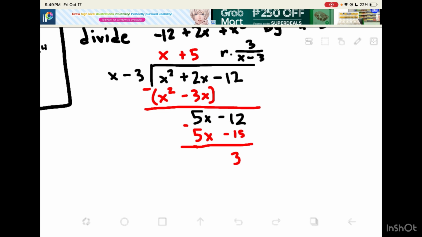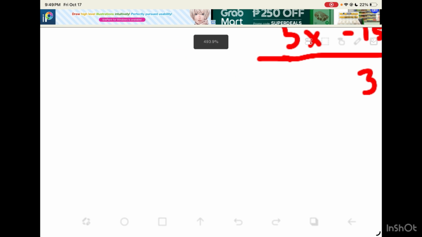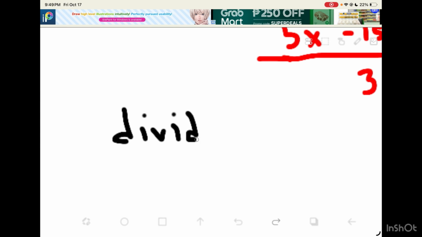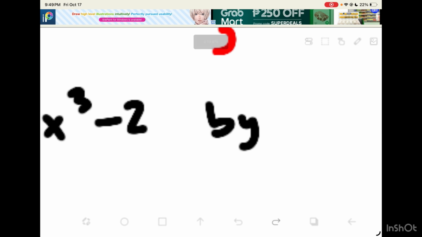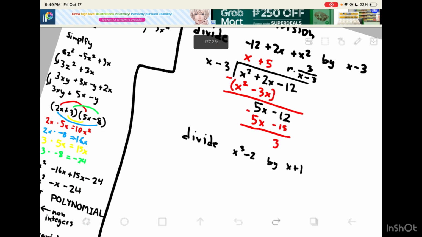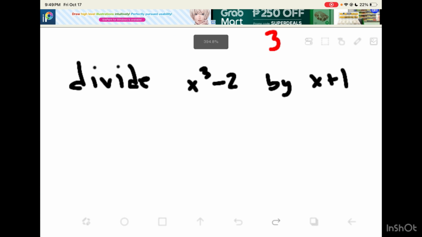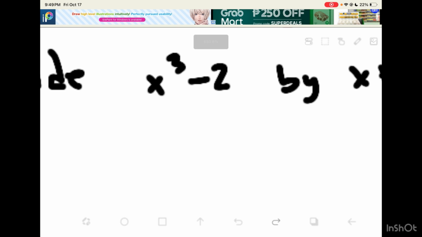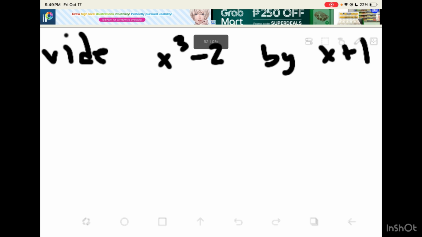So let's try to use a trickier example. Divide x cubed minus 2 by x plus 1. You might be saying, oh, this has fewer terms than the last one. Why is it harder? And it's even in standard form. Well, it's because, as you could see, it's missing some terms. x cubed, and then it immediately jumps to the constant. What do we do in this scenario?